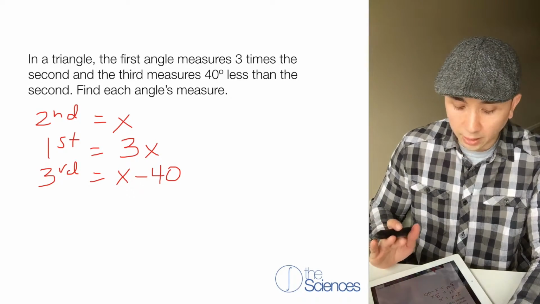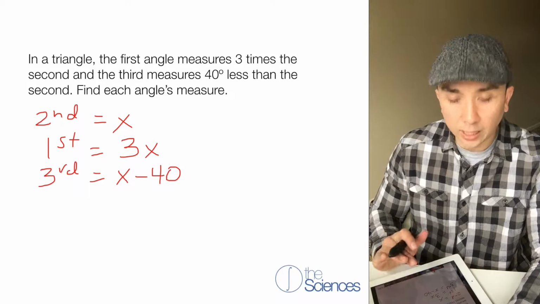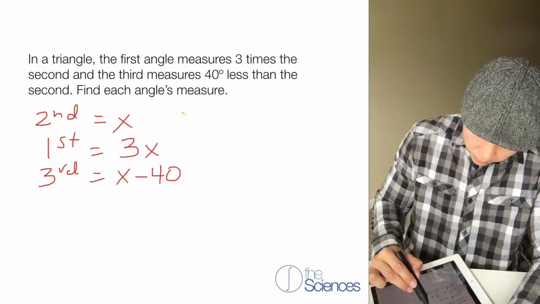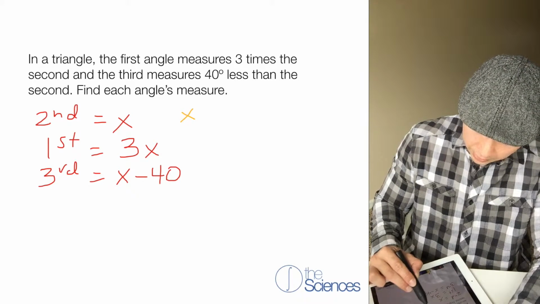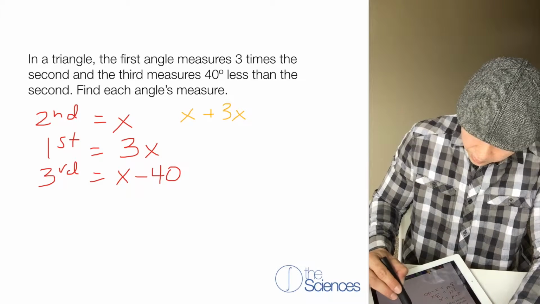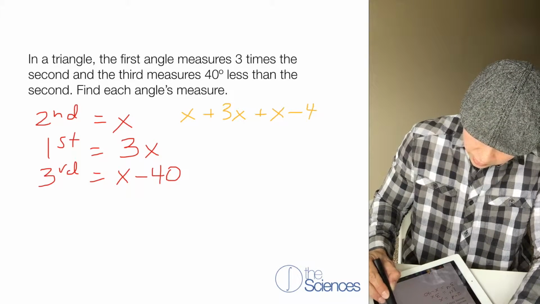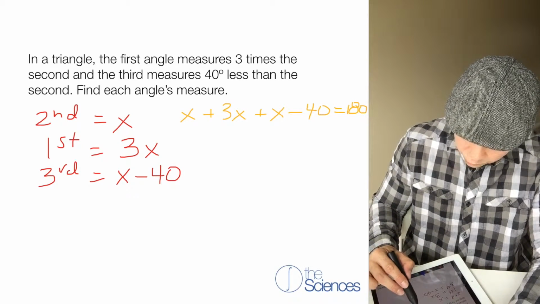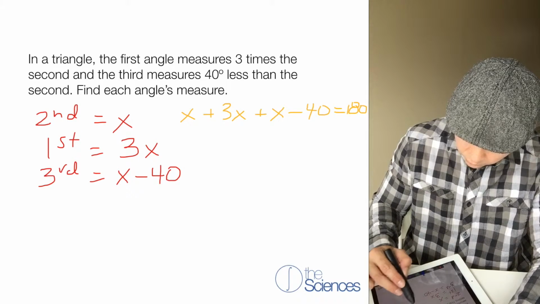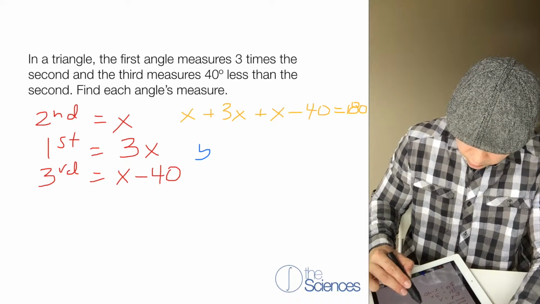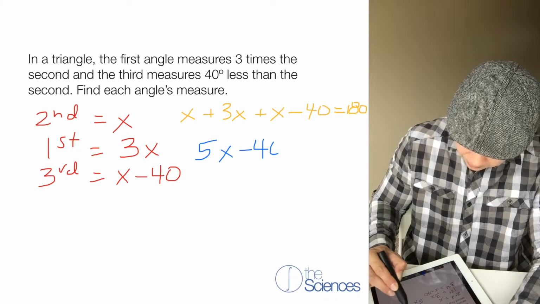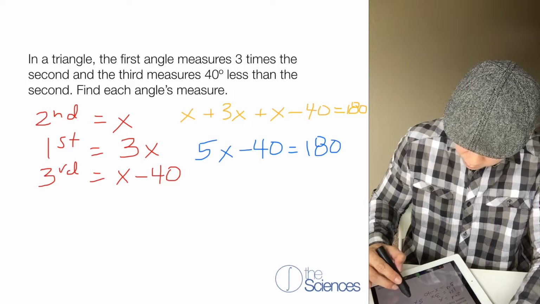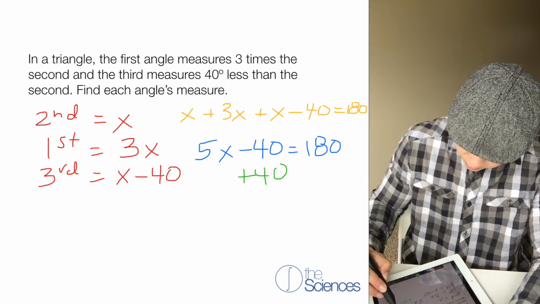So we know that the sum of the angles of a triangle is 180 degrees. So all we have to do is add them up. x plus 3x plus x minus 40 equals 180. So we have 3x plus x, which is 4x, plus x. So that's 5x minus 40 equals 180. So now we can add 40 to both sides.